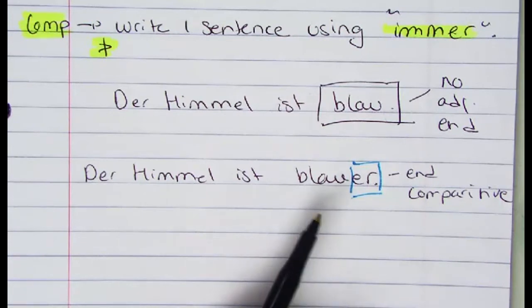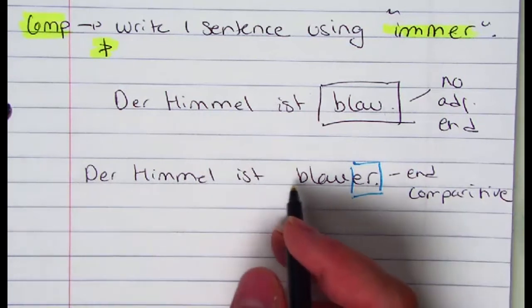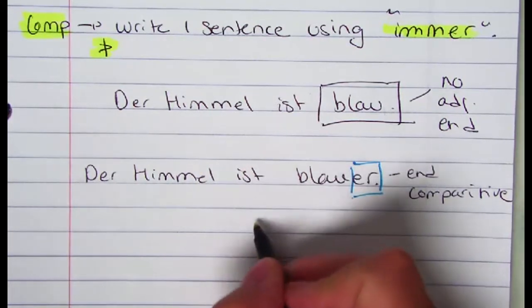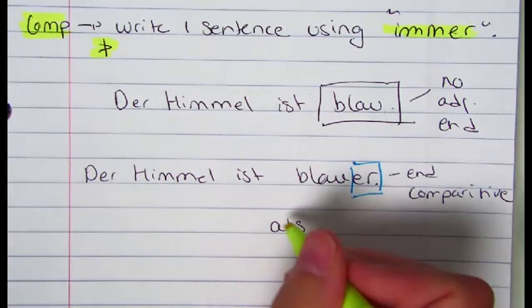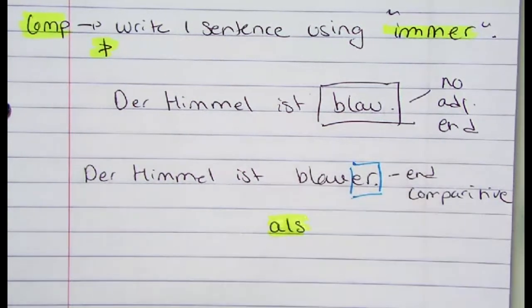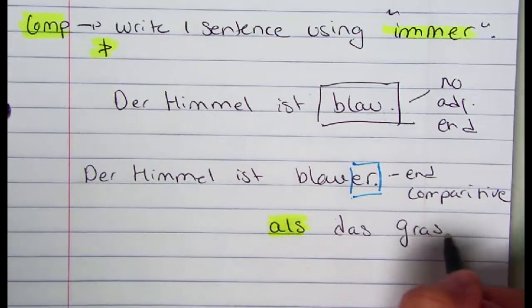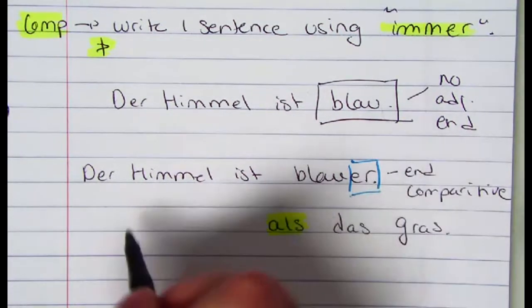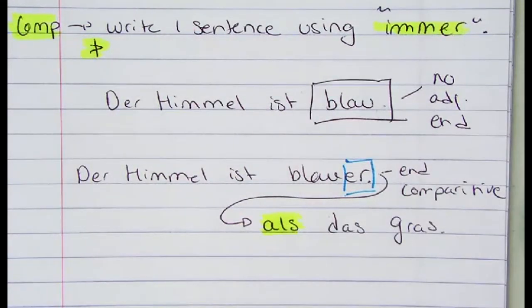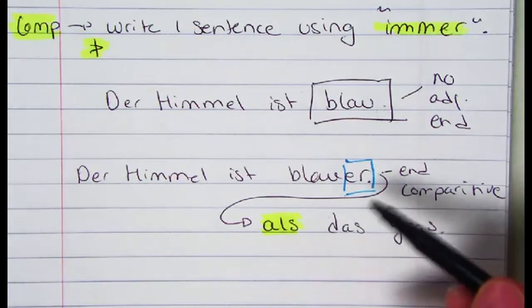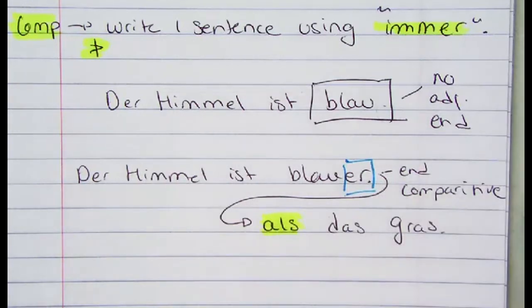Of course, this is comparing it to something. So if I said der Himmel ist blauer, the sky is more blue, I'm implying then something. To do that, we use the little magical word als. So als, how about das Gras? So it is bluer than the grass. So that's my continuation of that sentence. Okay, so it doesn't necessarily have to be at the end of the sentence, it's just that it's not in front of the thing that it is modifying.